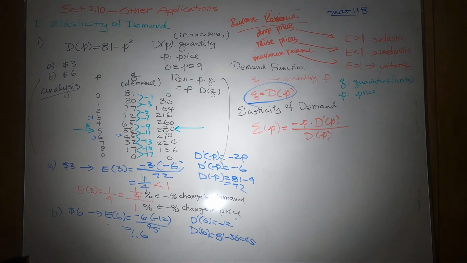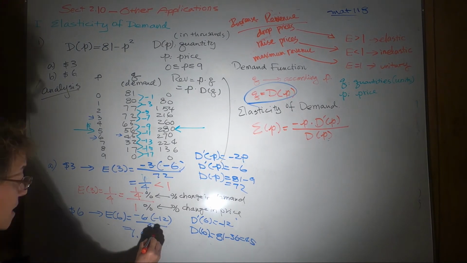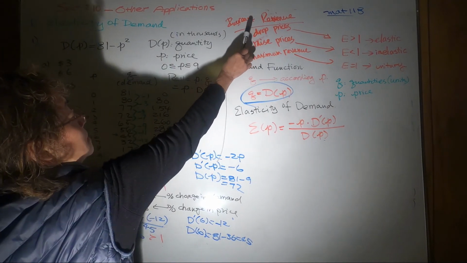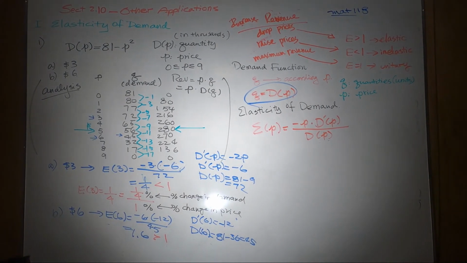So 1.6 is what? Bigger than 1. Bigger than 1 means what? It's elastic. Right? Elastic means what? You want to increase the revenue by what? Drop the price. Because when you drop the price, you will have more demand because it's elastic. Right?